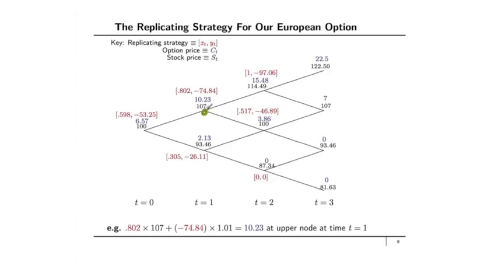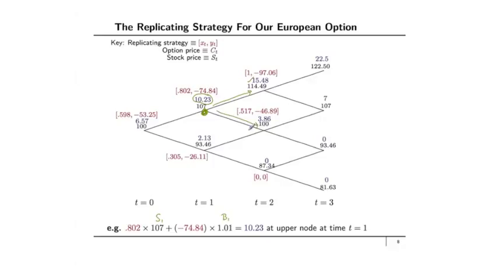Okay, so at this node here, what we are saying is that 0.802 times 107, 107 is the value of the stock at that time, minus 74.84 times 1.01, well, this is the value of the cash account at time 1 and at this node. Well, that's equal to 10.23, which is the value of the option at that node. And you can check that this strategy actually at time 2 will replicate 15.48 if the stock price goes up, if we go up this way, or the strategy will be worth 3.86 if the stock price falls.